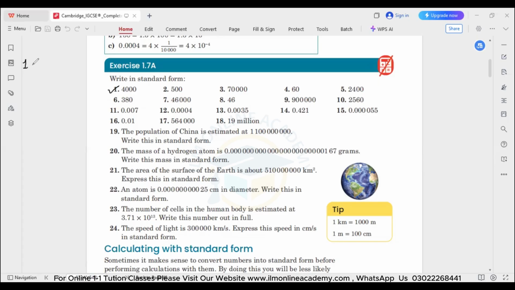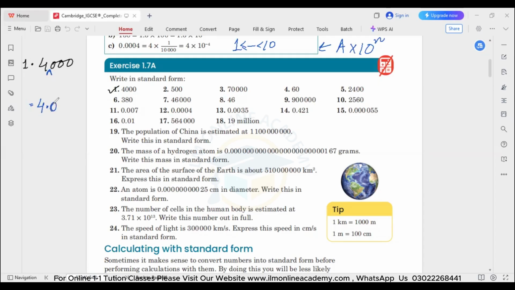The work is really easy. First of all, as I told you, the standard form is A times 10 raised to the power n, and A must be in between 1 to 10. 10 will not be included and 1 will be included. So for the very first number, or you can say the first significant figure that they have given, you need to apply the decimal point after this very first number. After this the zeros are there.